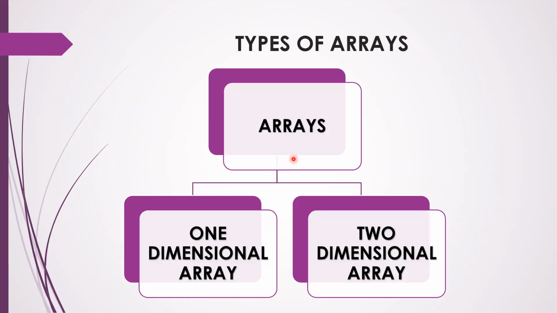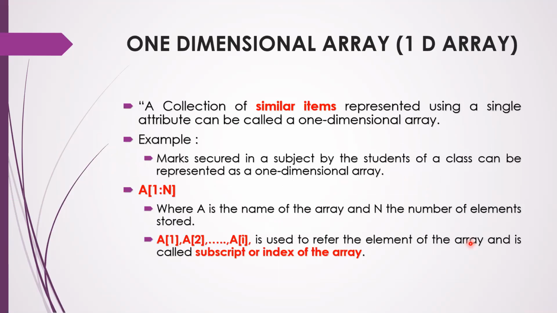And arrays are of two types. One is one dimensional and the other is two dimensional. One dimensional means you are storing similar items and they are represented by a single attribute. When you're storing similar items which are represented by a single attribute, a single index or single subscript, it is known as a one dimensional array.